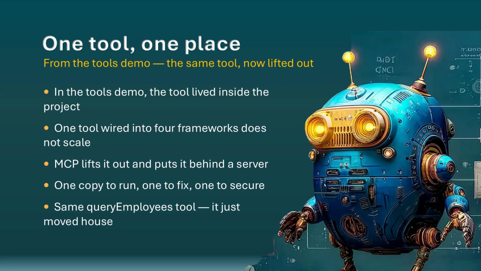Here is the problem it solves. In the tools demo, the logic lived inside our project as one shared function that every framework called. That works, but it does not scale. If 5 projects need the same tool, you are wiring that tool into 5 places, and you are maintaining it in 5 places. MCP breaks the knot. You lift the tool out of the project and you put it behind a server. Now there is one copy to run, one copy to fix, and one copy to secure. Every agent connects to the same server, and the tool itself never moves again.